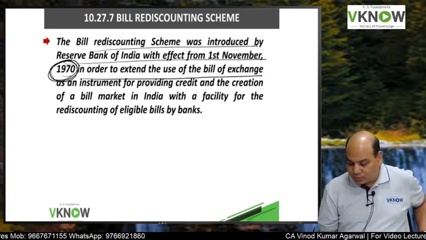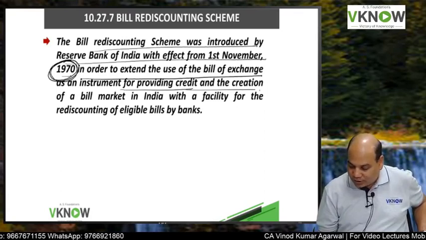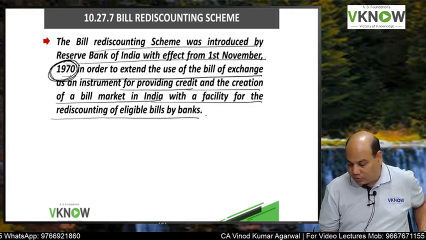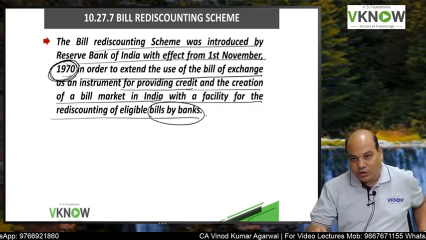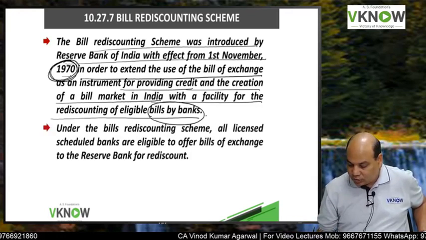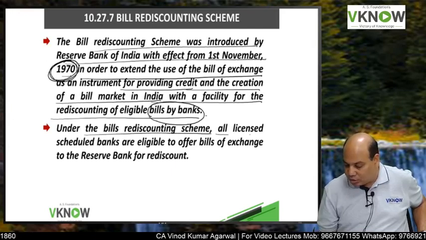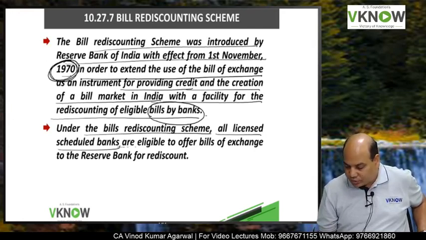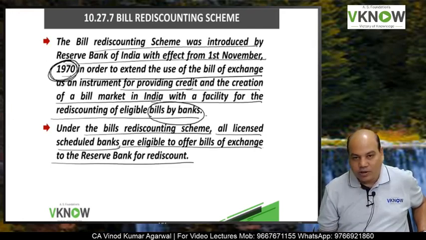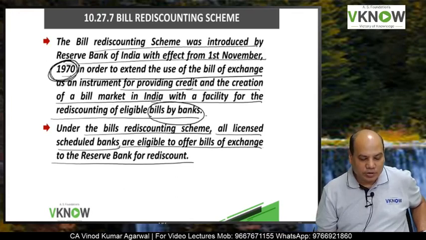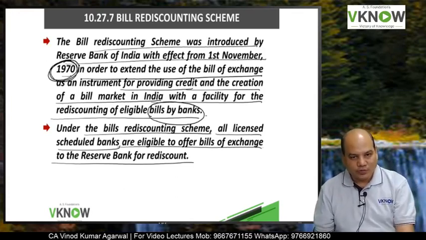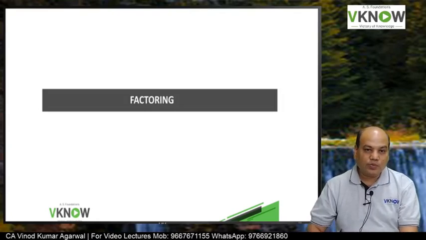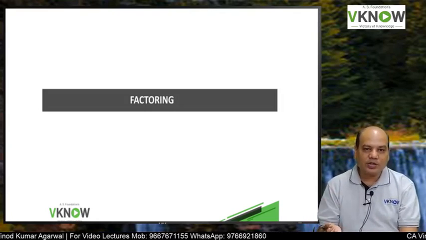The scheme was introduced in order to extend the use of bill of exchange as an instrument for providing credit and the creation of a bill market in India, with a facility for rediscounting of eligible bills by the bank. So one bank will get the bill rediscounted with another bank. Under this scheme, what happens? All licensed scheduled banks are eligible to offer bill of exchange to RBI for discount. So RBI says, don't worry, you discount the bill of exchange of your customer, we will discount your bill. This will give more liquidity to the banks. Otherwise, their money gets blocked.